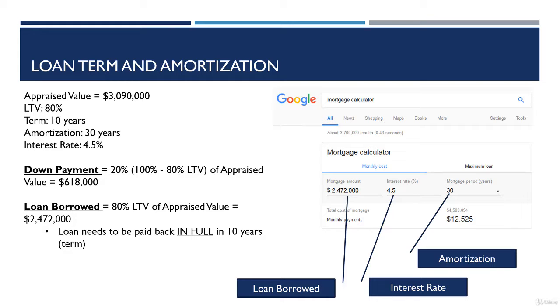Multiply it by 12 to get your yearly mortgage payment. This comes out to $150,300. Okay, so basically in this example, the bank requires you to pay $150,300 every year in mortgage payments, and by the end of year 10, you have to pay off the entire $2,472,000 loan amount. I hope this is clear. Go back and rewatch this section if you're still unsure. But remember, do not confuse the words term and amortization in a multifamily investment.